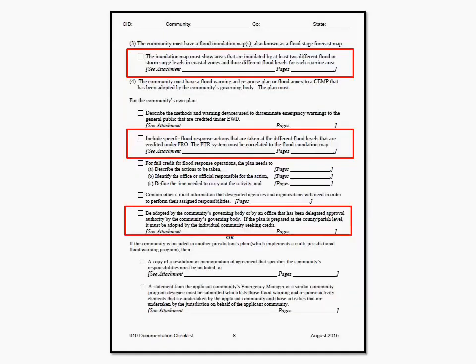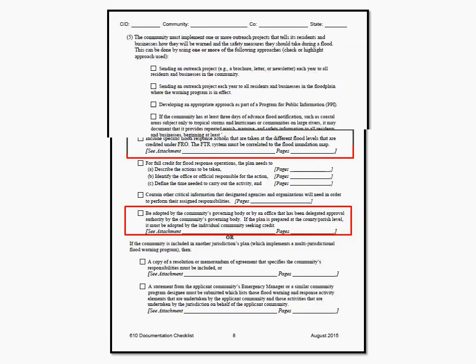Page 8, you can see three highlighted areas. I'm looking for the basic credit criteria, the first being the inundation map, showing at least two different flood areas for surge or three for riverine. The second box, the specific flood response actions tied to those flood areas. And the third, it must be adopted by the community. The plan that ties all this together must be adopted. You give me a copy of the plan and the resolution of the adoption.